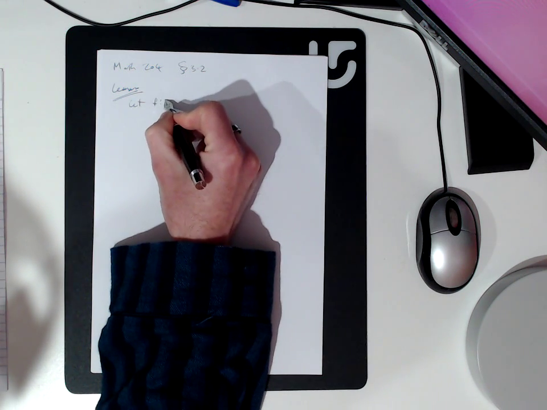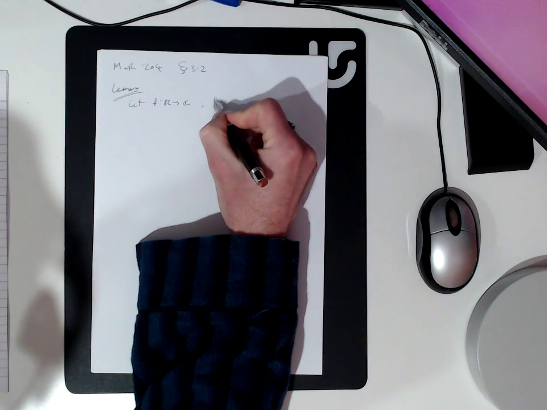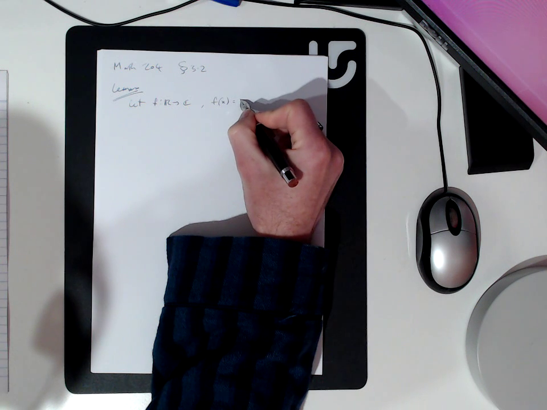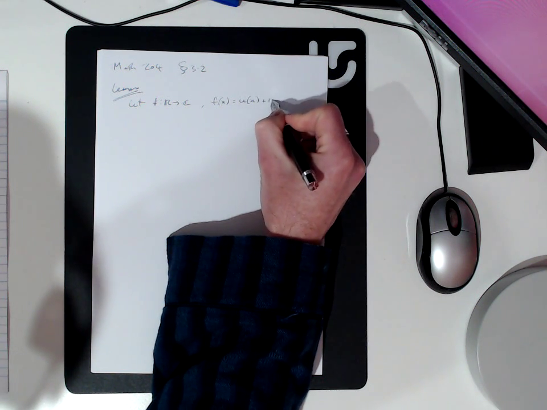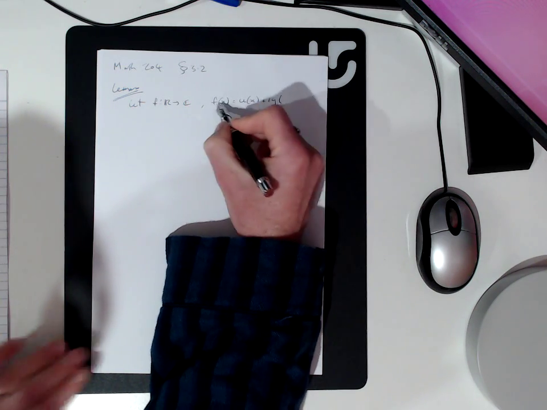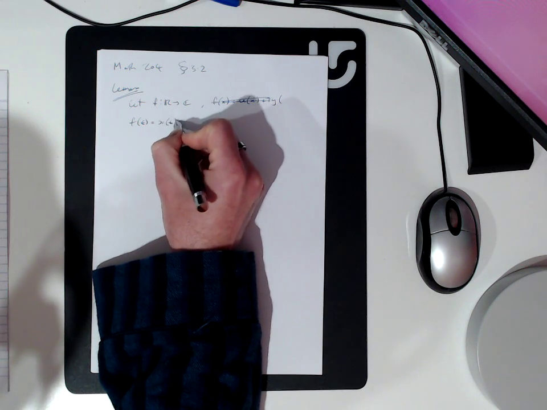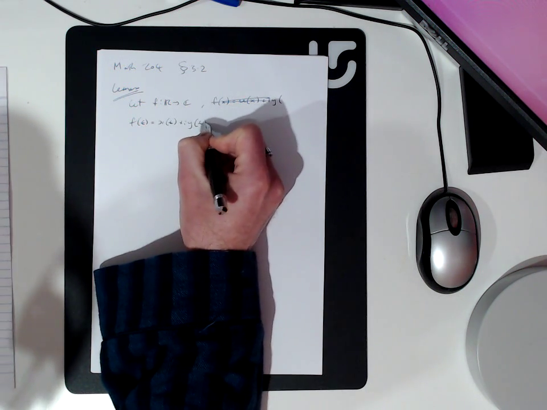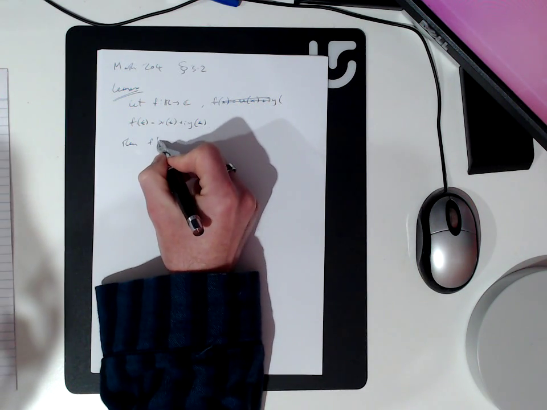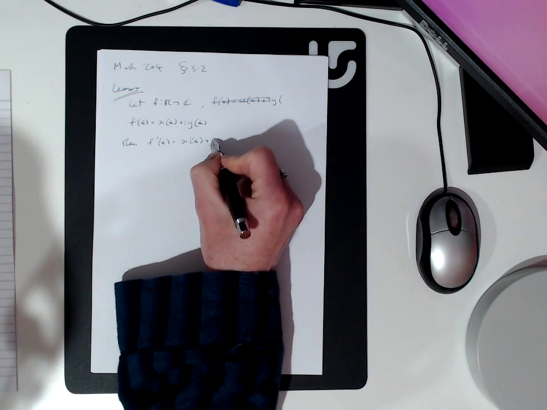Let f from the real numbers into the complex numbers be such that f of t is equal to x(t) plus i y(t). Then the derivative is equal to, yeah, well, that makes sense, right?